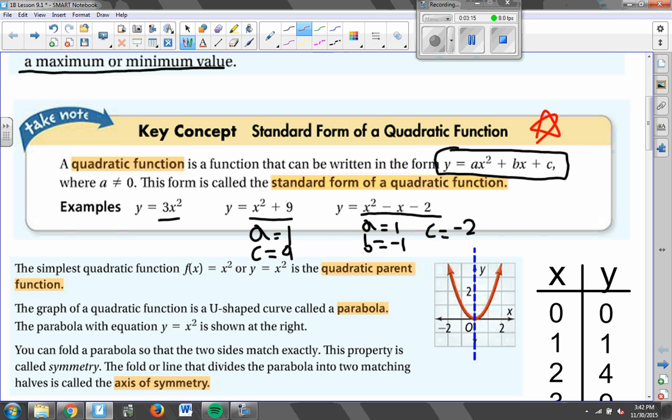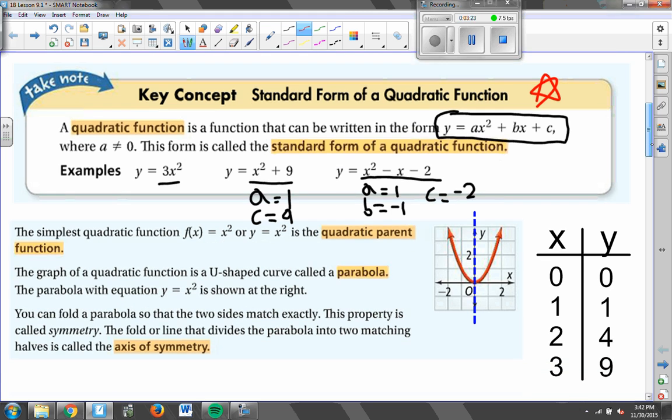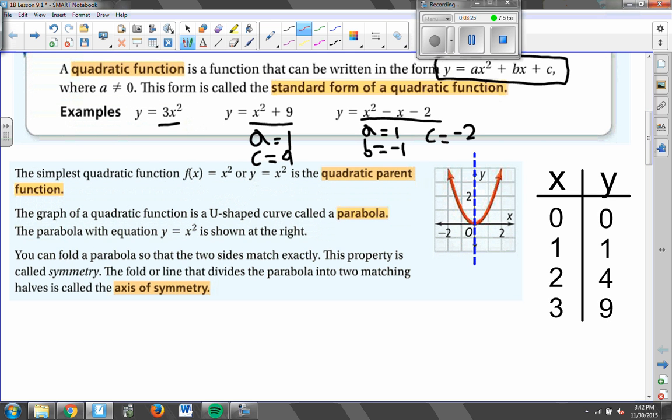The simplest quadratic function is just x squared. That's it. Just x squared. The graph of a quadratic function is a U-shaped curve called a parabola. A parabola, please put in your notes, is the graph of a quadratic function. Okay? And then they show you over to the right the parabola of the equation y equals x squared. Here it is, right here. Right over here.